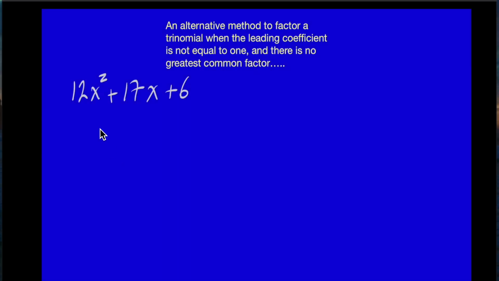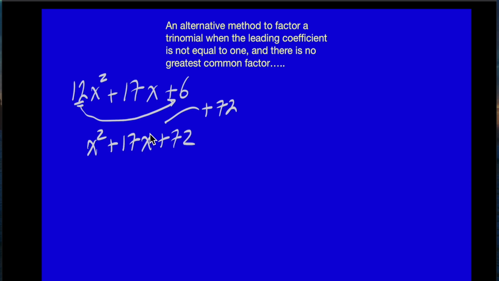We have a trinomial where the leading coefficient is not equal to 1, and there is no GCF to pull out. We're going to take the leading coefficient, multiply the final term, and we're going to get plus 72. We're going to rewrite the expression without the leading coefficient, and drop the positive 72 down below. We're then going to factor this, which is relatively easy, x plus 9, x plus 8. Then, folks, we're going to reintroduce this 12.